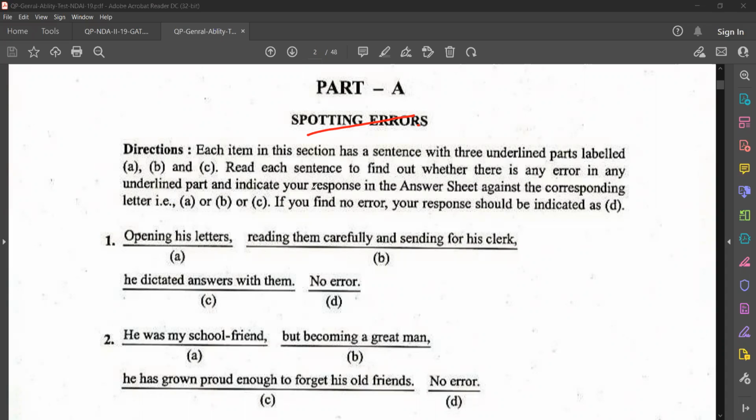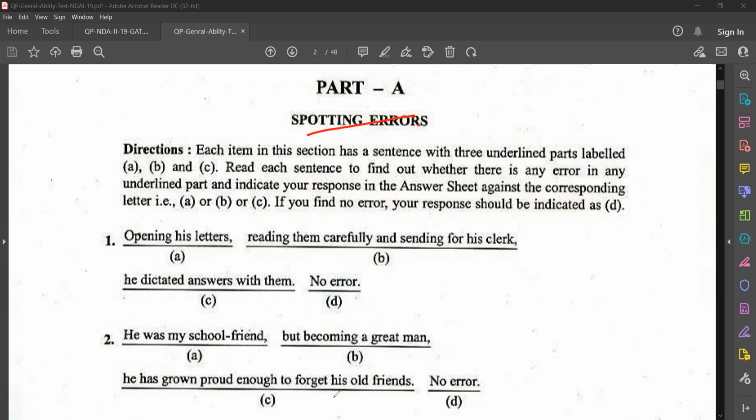Each item in this section has a sentence with three underlined parts labeled A, B, and C. Read each sentence to find out whether there is any error in any underlined part and indicate your response in the answer sheet against the corresponding letter, that is A or B or C. If you find no error, your response should be indicated as D.